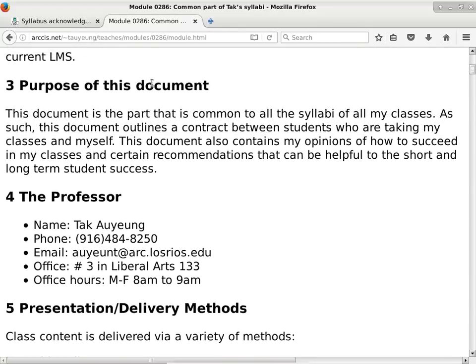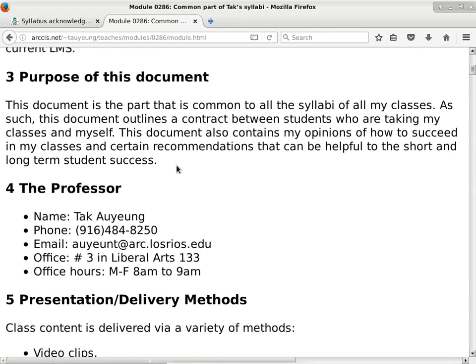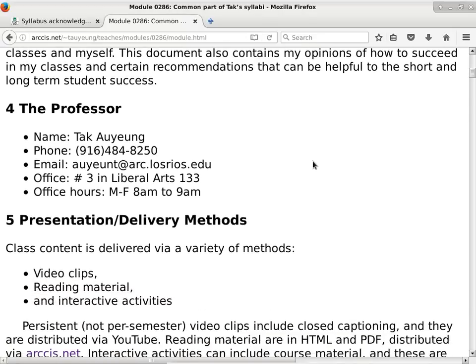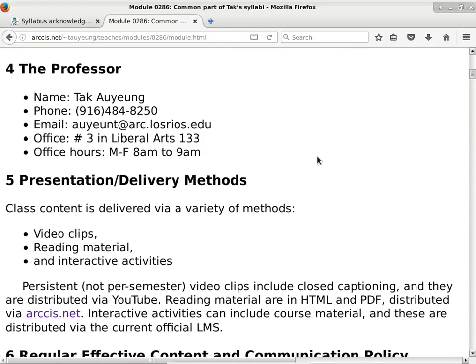And the purpose of this document is really just, this is a part of the syllabus, but it is common to all my classes, so it doesn't make any sense to copy and paste this into multiple documents. In other words, this is a super class. Nobody's getting it. You saw the subclass earlier. This is the super class.